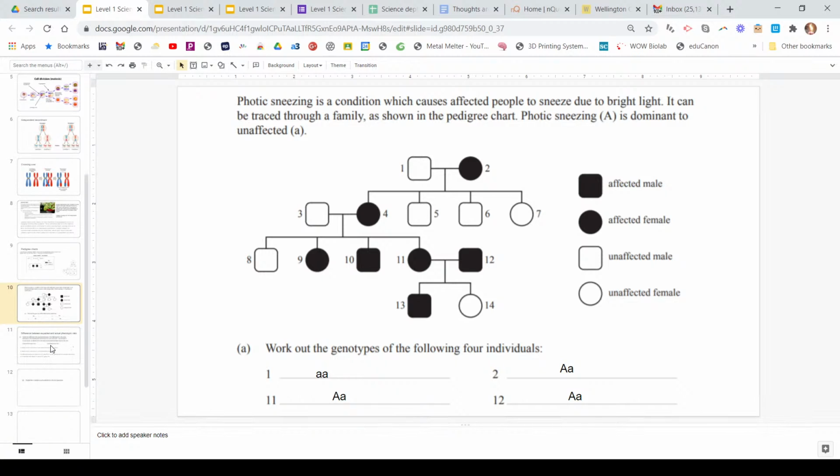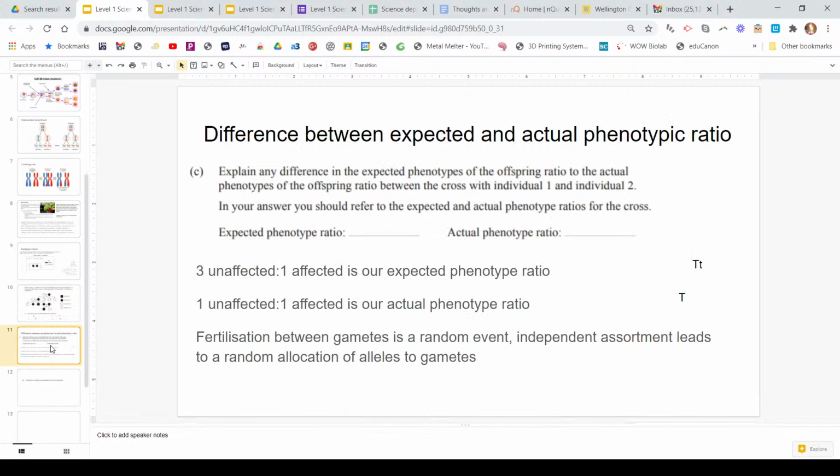All right, so to finish off with genetics, it's just the actual and expected phenotypic ratio. So I think we've done all that already. So I'll just give you guys a moment if you want to fire through any questions. I'll give it another few moments, and then we'll start on acids and bases.